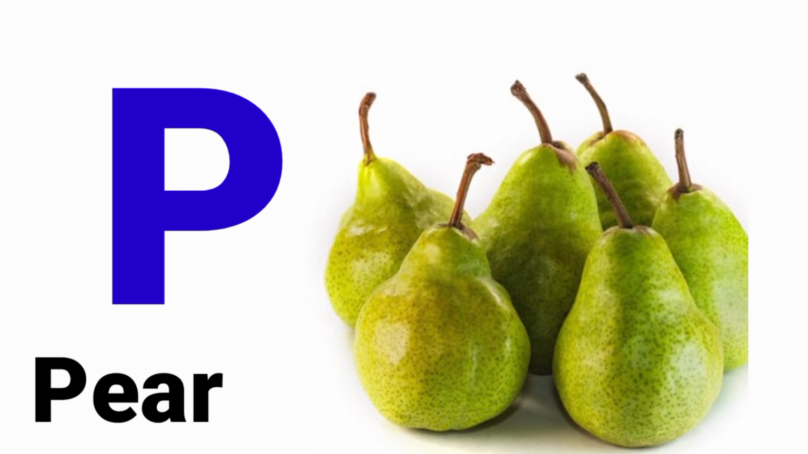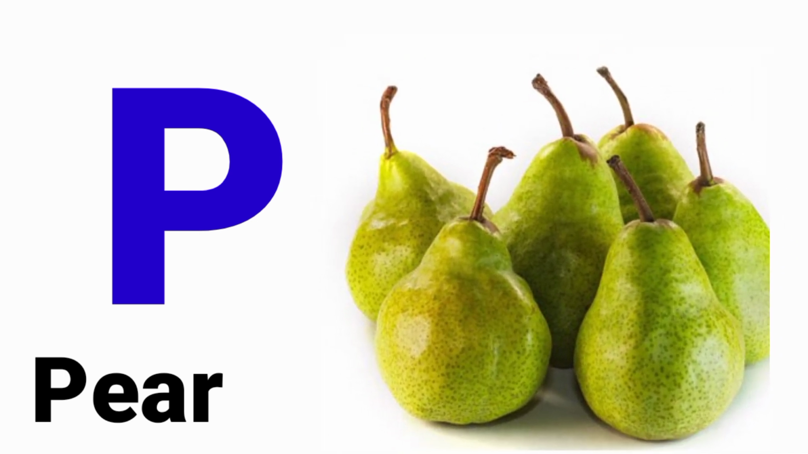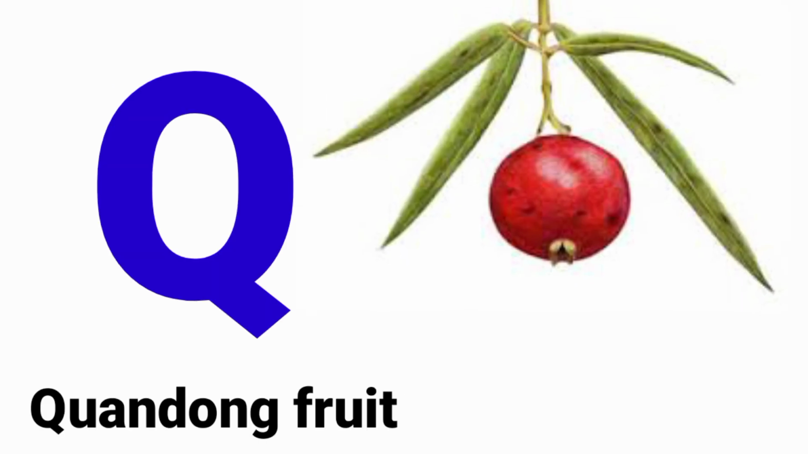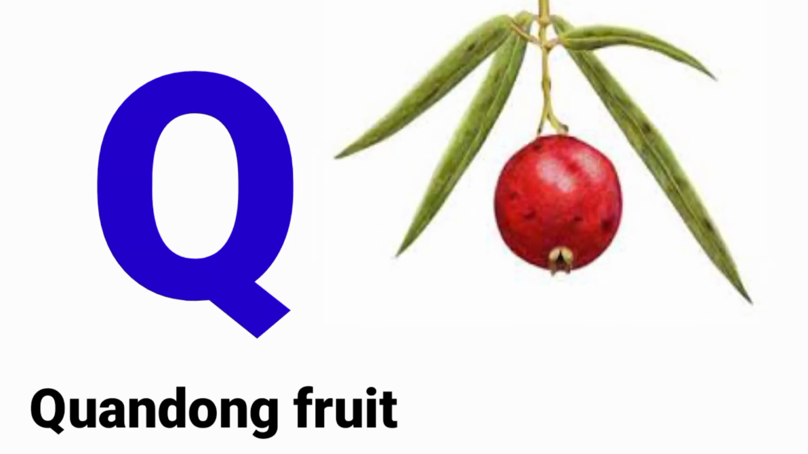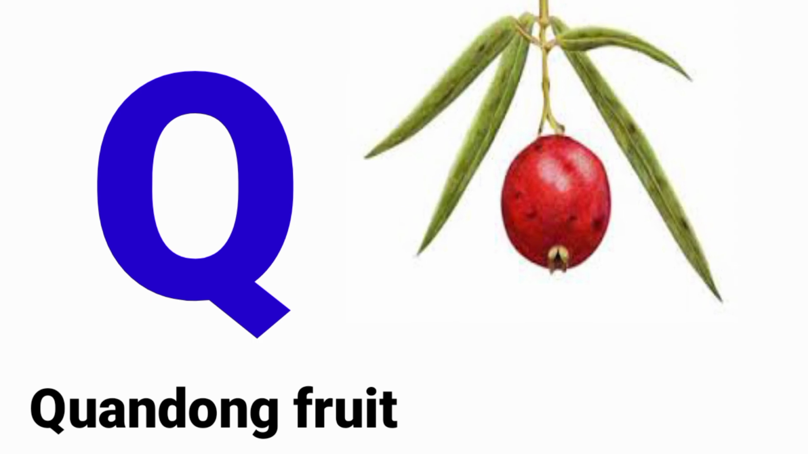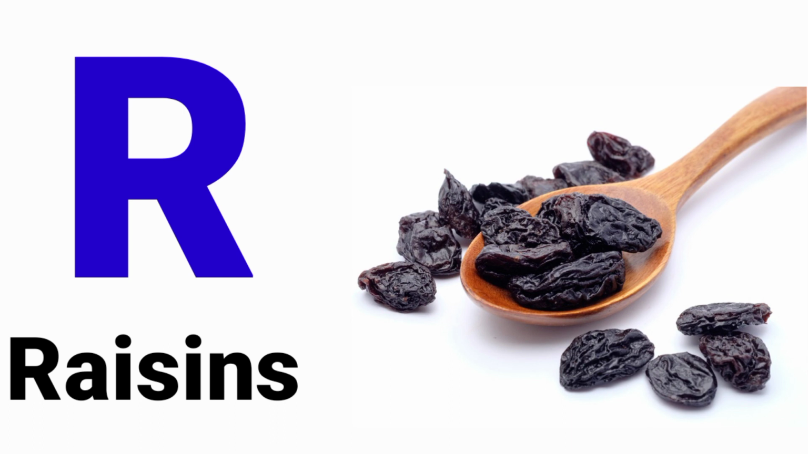P for pear. Q for Quandong fruit. R for raisins.